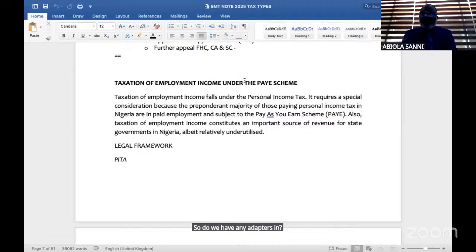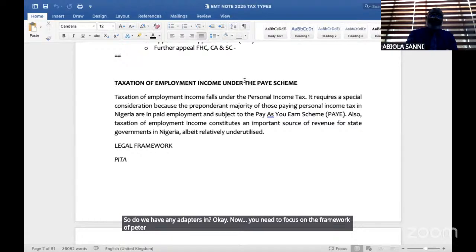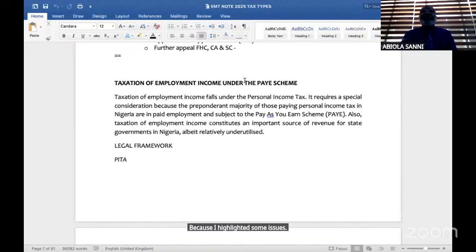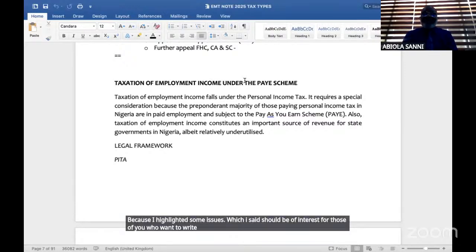Okay. Now, you need to focus on the framework of the Bill, the way I've highlighted it. And you need to focus on issues arising from different aspects. Because I highlighted some issues which I said should be of interest for those of you who want to write. Do we have someone who may want to speak to that?